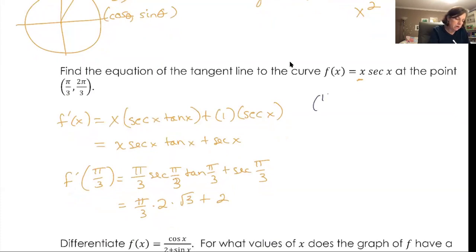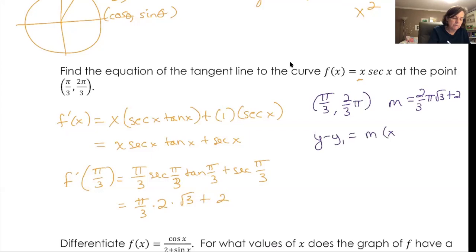So my ordered pair is pi over 3, 2/3 pi, and my slope is this thing, the whole thing. So that would be 2/3 pi root 3 plus 2. All right, remember we're putting it in this form, and this is definitely one where you would want to just use this equation. It's going to be a lot simpler than trying to do the y equals mx plus b thing.